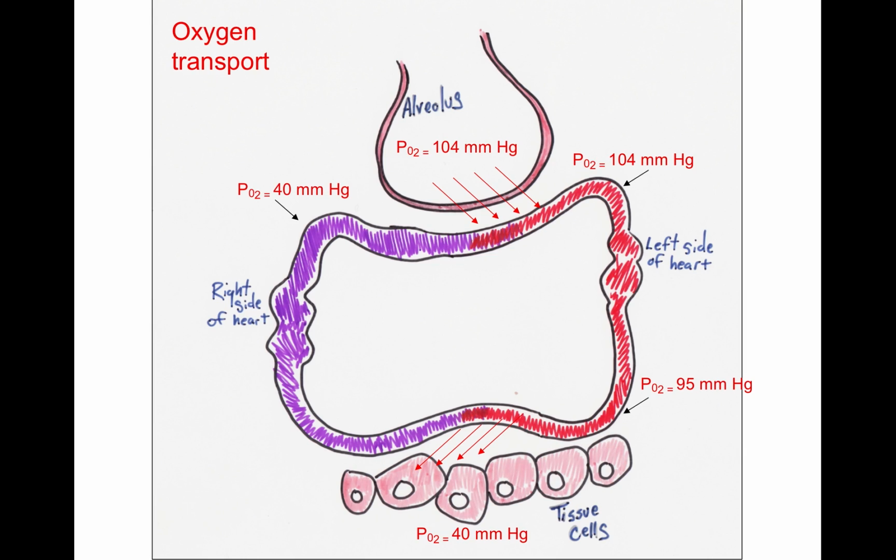Okay? And what's left behind is going to be oxygen poor blood, because the oxygen's moved into the body tissues. So it's equilibrated at about 40 millimeters mercury, and that is what's going to make its way back to the right side of your heart, through the systemic circuit, and then into the pulmonary circuit, which is where we're back to where we began at 40 millimeters mercury.